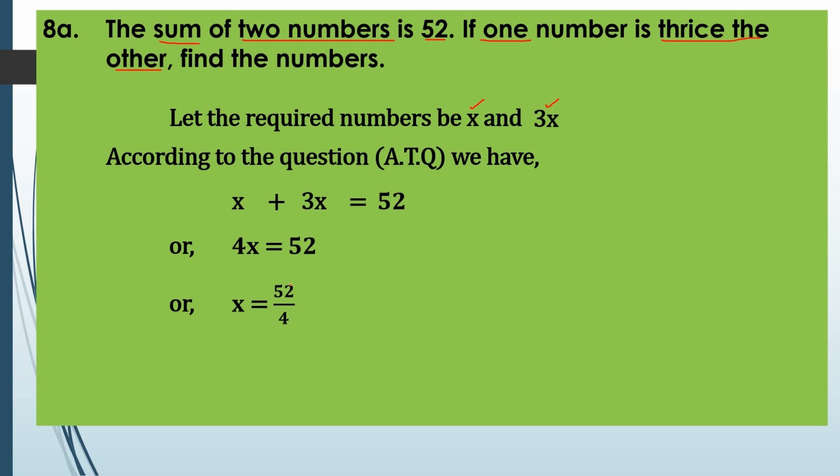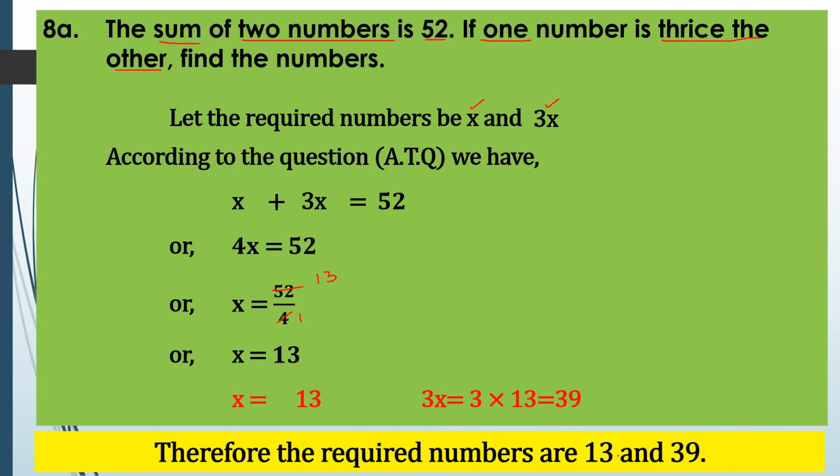That means x is equal to 52 upon 4. So 4 ones are 4, 4 threes are 12. So that means 4 13s are 52. So x is 13. But x is our one number, right? And what will be our another number then? Our another number will be 3x. That means 3 into 13, which is equal to 39. So our two numbers are therefore 13 and 39. This way you have to solve word problems on linear equation.